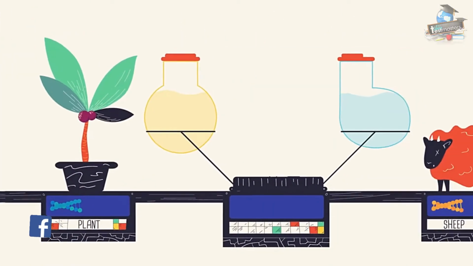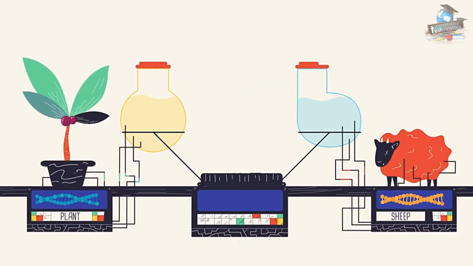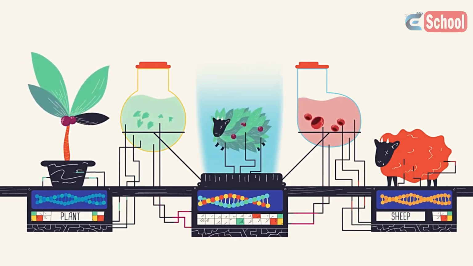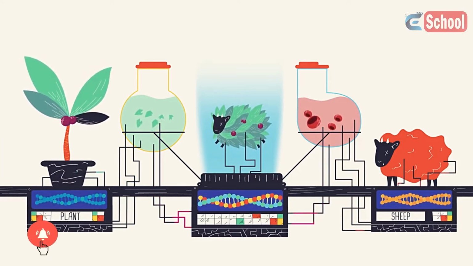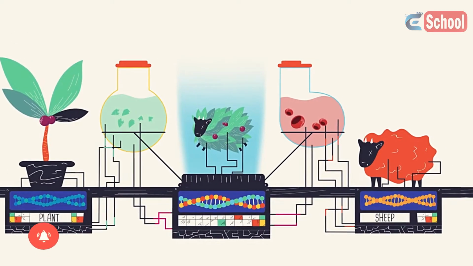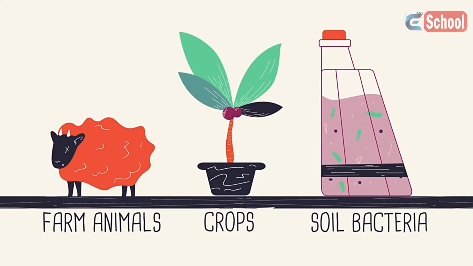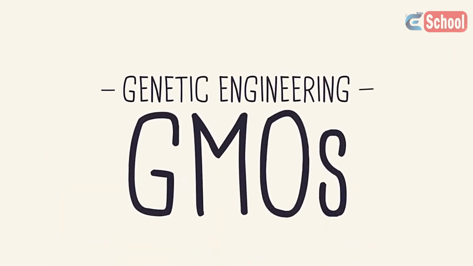Today, with advances in genetic engineering techniques, we can speed this process up by incorporating specific new genes from one species into a completely unrelated species. Crops, farm animals, and soil bacteria are three of the most common uses of genetic engineering to make GMOs.